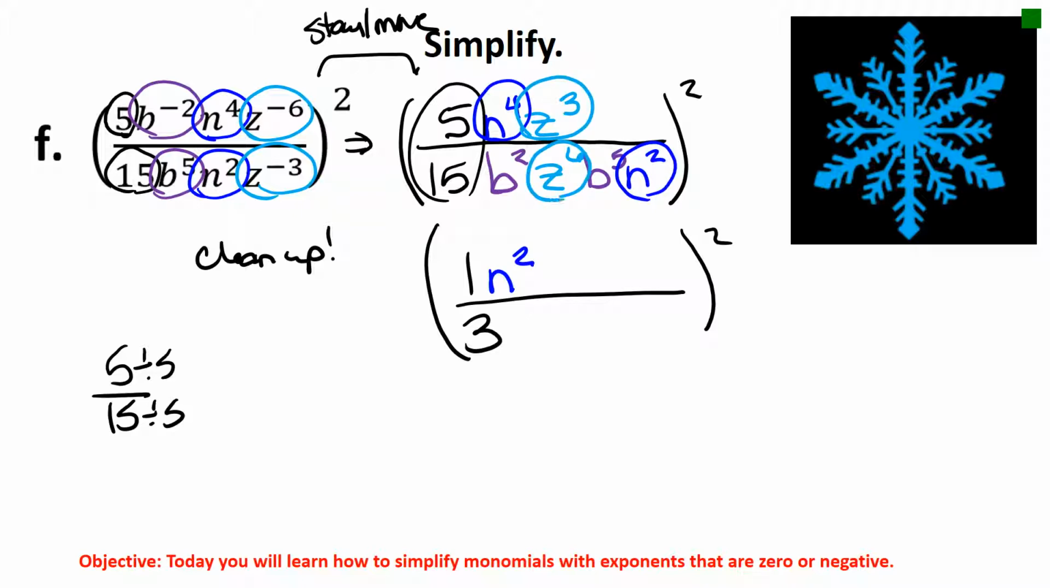Z's, 3 on the top, 6 on the bottom. More are on the bottom, so I'm going to put the z's on the bottom. Start with 6, take away the 3 that would cancel, leaves me with 3. B's, all my b's are on the bottom, so they stay on the bottom. This time I've got 5. I'm adding 2 more for a total of 7.